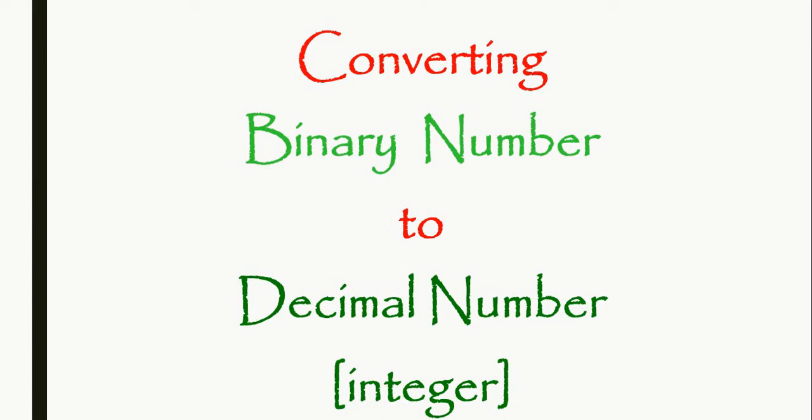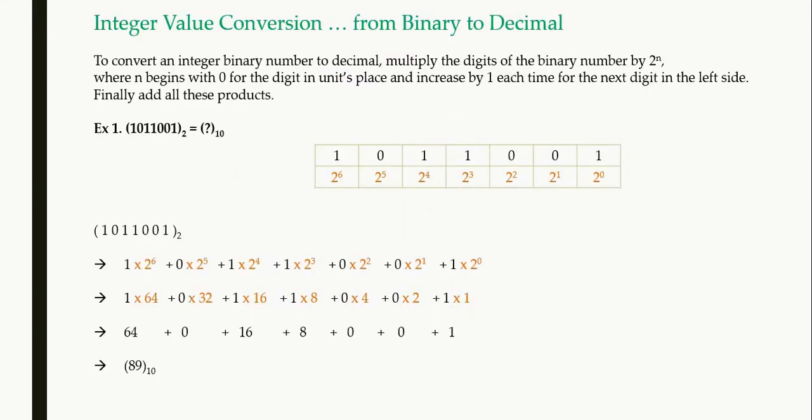Converting a binary number to a decimal number, the integers first. Okay, so let us see how to do the work. The integer value conversion from binary to decimal has the following steps.